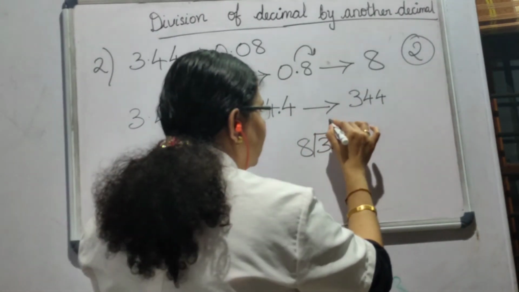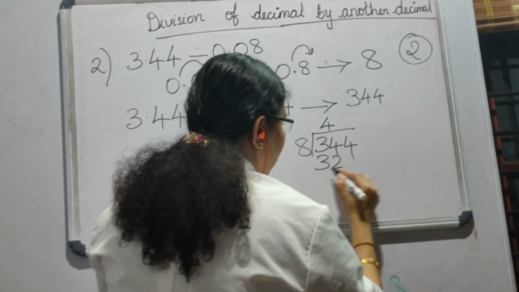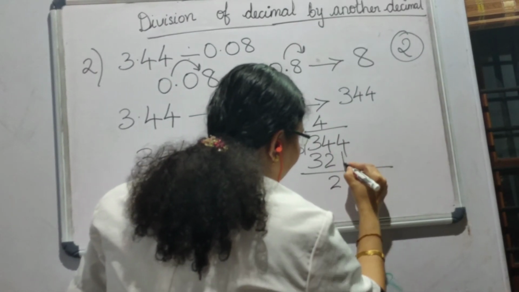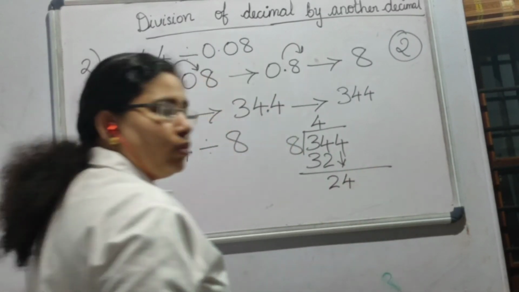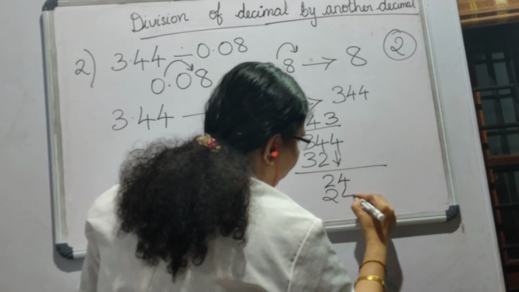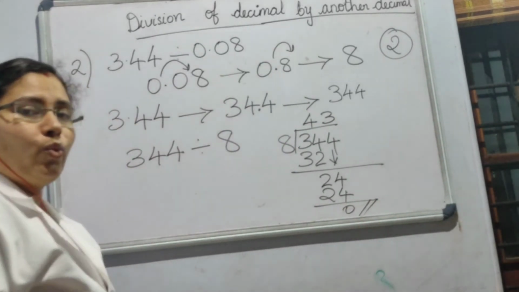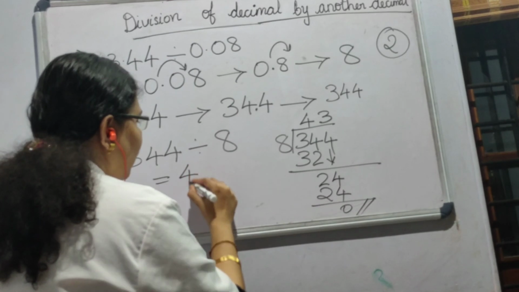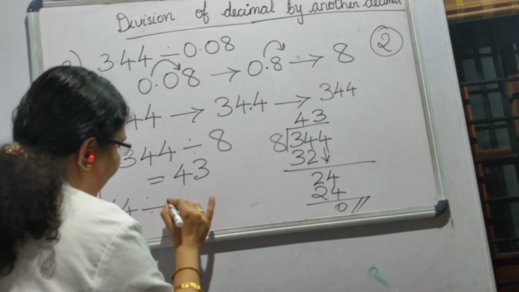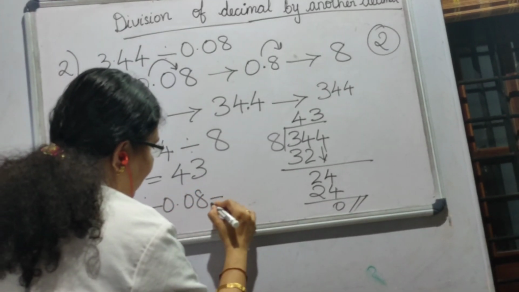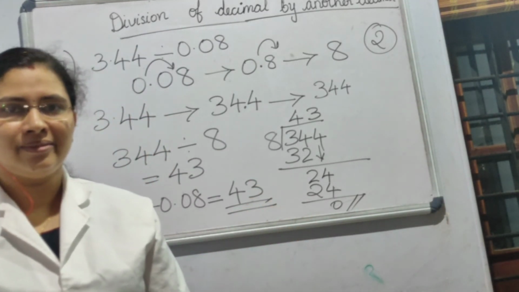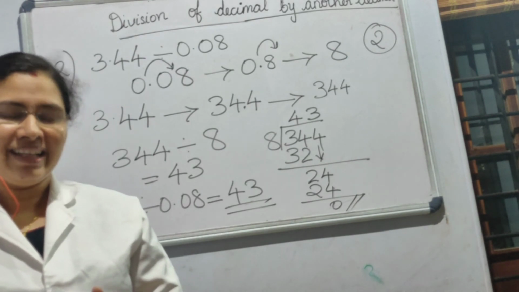8 fours are 32. Then the remainder is 4 minus 2, which is 2. Bring down the next number, that is 4, making 24. 8 threes are 24 and the remainder is 0. So what is the answer you have got? You got 43. So 3.44 divided by 0.08 is 43. Clear? Hope all of you understood. Thank you, dears.